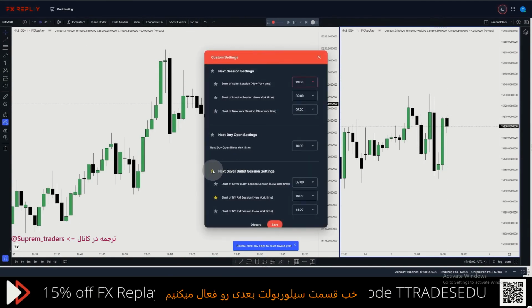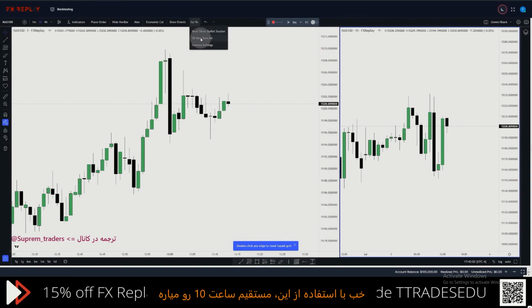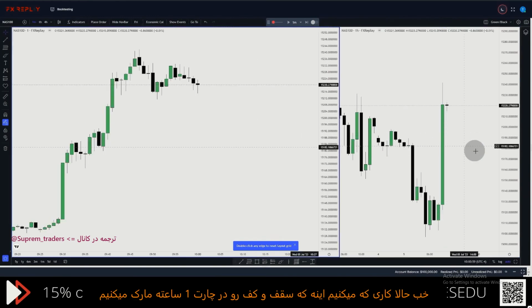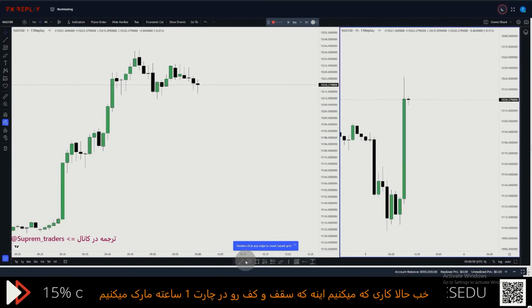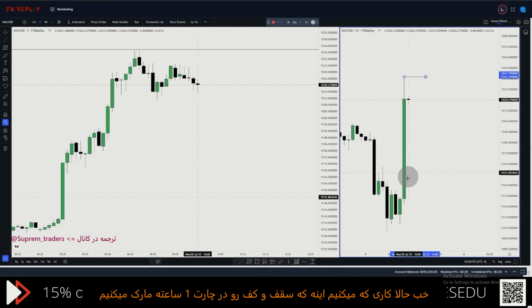So we have it set to next silver bullet session, so the start of the New York AM at 10. So using that, when we hit go to, here we are at 10 a.m. So now what we do is we mark out the high and low on the 1 hour chart here.